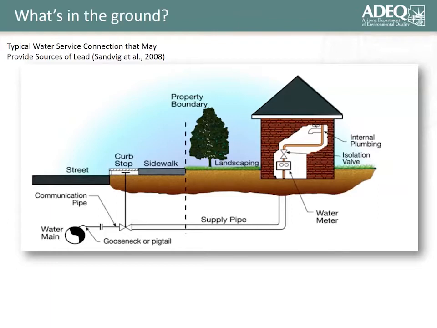So for those that may not know what exactly a service connection looks like, or what we at ADEQ are focused on when it comes to lead and copper, a lot of materials are comprised in a drinking water system. We have water mains, meters, curb stop boxes, service connections, goosenecks, and then we get into premise plumbing, and there are a lot of different components along those schematics.